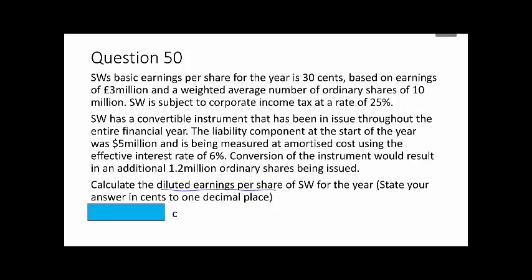At the start of the question, they've told us that the basic earnings per share has already been calculated at 30 cents by taking earnings of $3 million and dividing that by the weighted average number of ordinary shares of 10 million for the year. The only other bit of information in the question is about the corporate income tax rate, which is 25%.